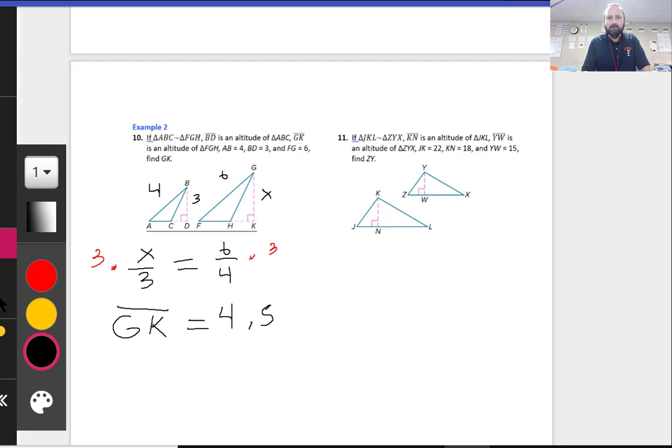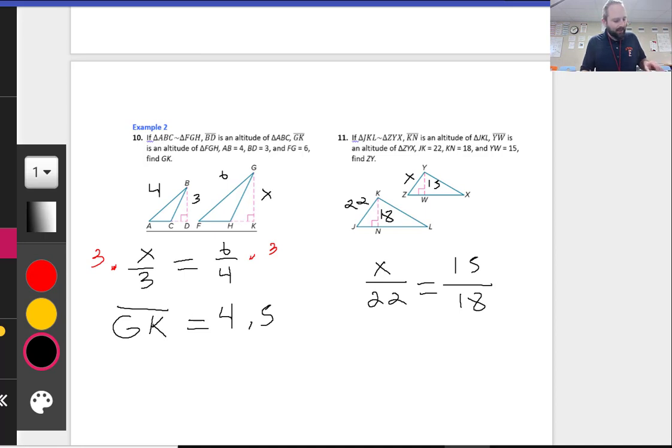All right, let's do the next one. If triangle JKL is similar to triangle ZYX, KN is an altitude of triangle JKL, YW is an altitude of triangle ZYX, JK is 22, KN is 18, YW is 15, find ZY. Okay, well, I'm going to put ZY over JK. I'm going to put the altitude over the altitude.